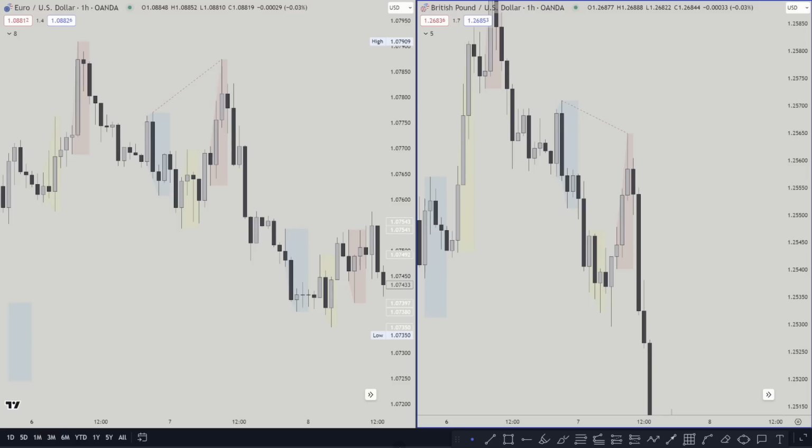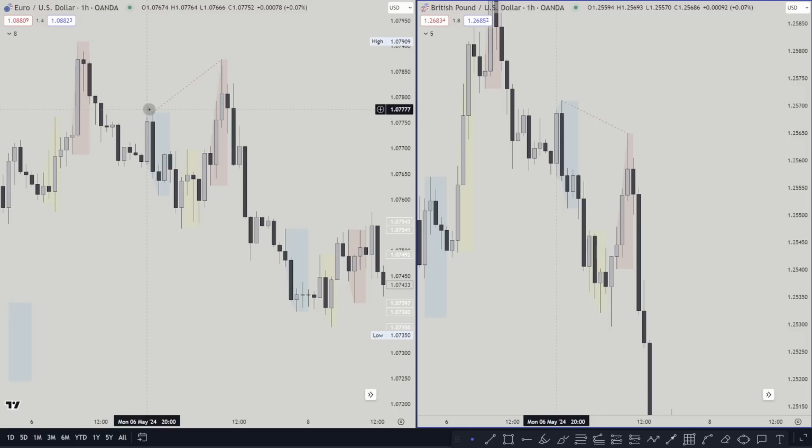Now, one example about the double SMT, or the external and internal SMT at the same time, is going to be a very high probability model. What we can see on the 1 hour, and we discussed that we want to look at an SMT on the higher time frame, which is most likely the external one, and then a lower time frame one, which is going to be the internal one.